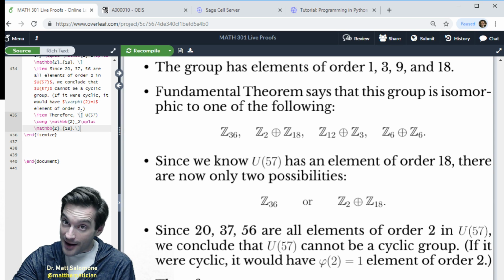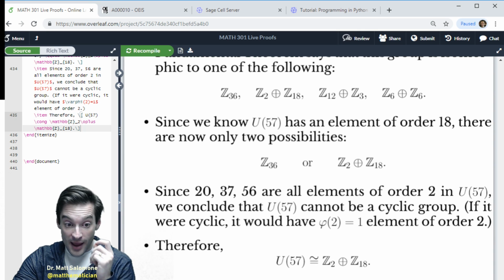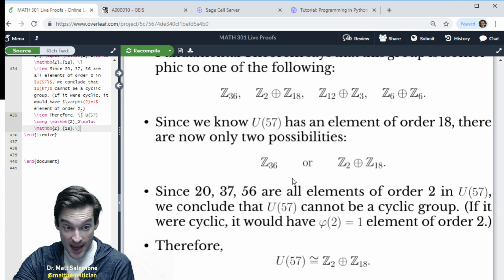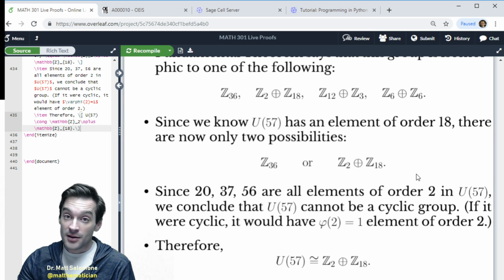And therefore it cannot have been a cyclic group, because a cyclic group of any order that has an element of order 2 will have only one element of order 2 in it. Since there was more than one in this group, our group cannot be cyclic, and so it can't be Z36. It had to be Z2 direct product Z18.